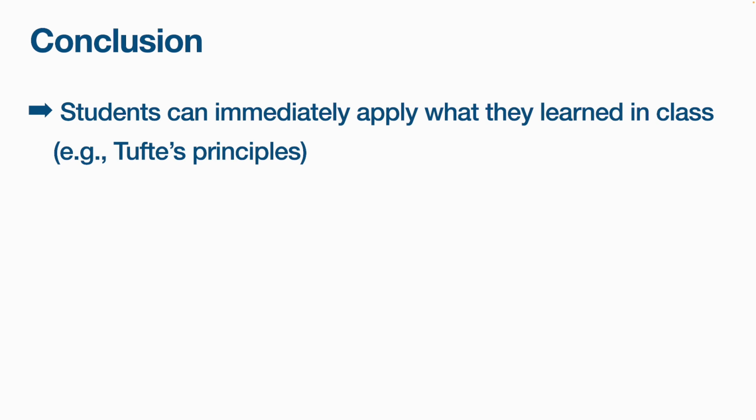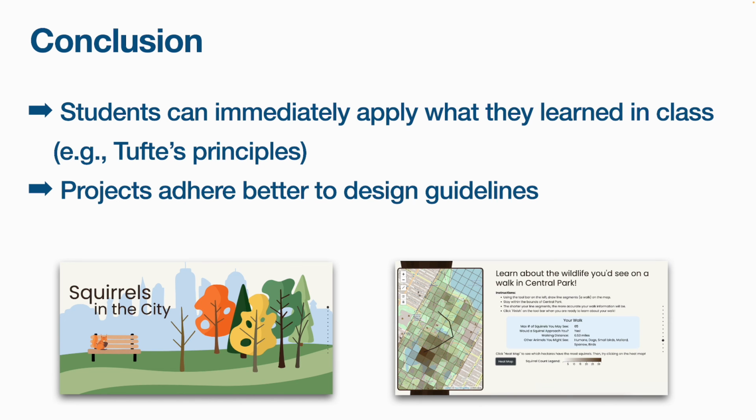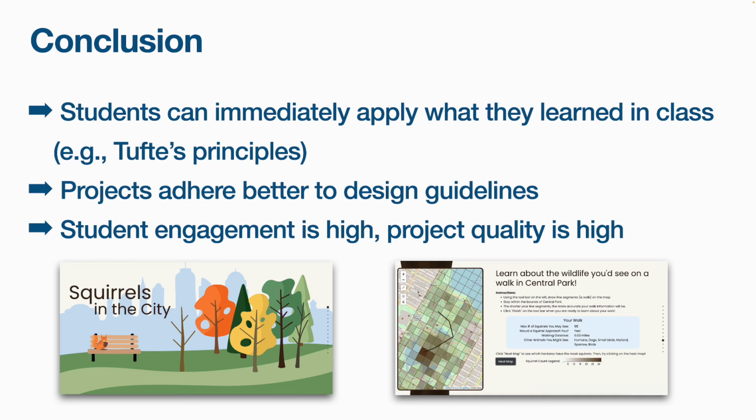Our takeaways for using visualization design sprints are: students can immediately apply what they learn in class, for example, design principles, perception principles. Furthermore, projects adhere to better design guidelines, at least in our experience. So here's another example from a final project in our class where students visualized squirrel sightings in Central Park in New York City. And this is really made possible by this constant and direct feedback and iteration on their visualization designs. And finally, student engagement is high, and also project quality tends to be high.